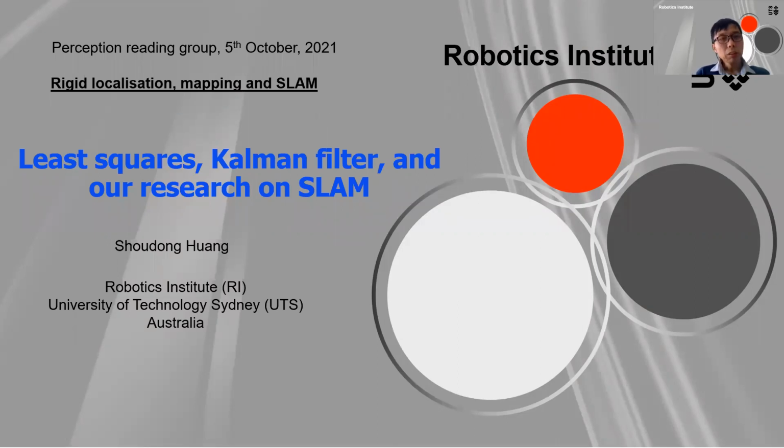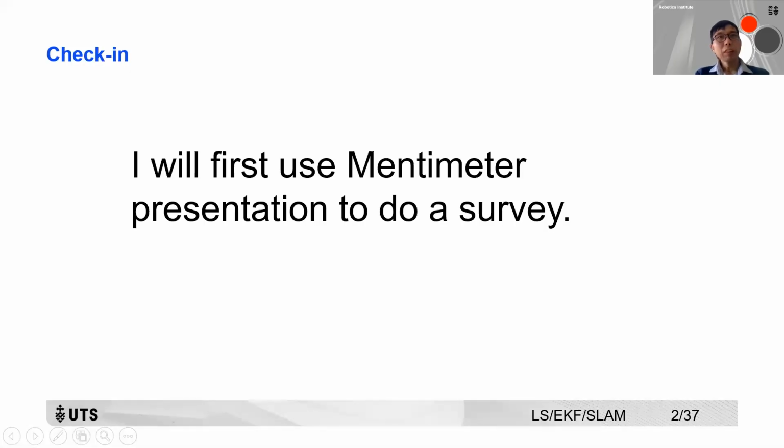The title of this talk is "The Least Square Kalman Filter and Our Research on SLAM." This is a part of the talk in this topic: rigid localization mapping and SLAM. I have already done the check-in, so basically I asked you a question about your current knowledge about least square, Kalman filter and SLAM.